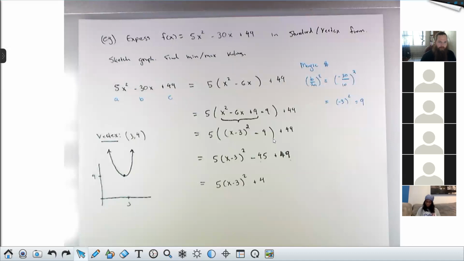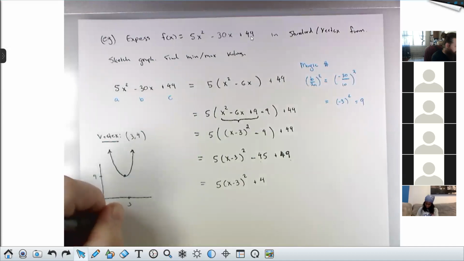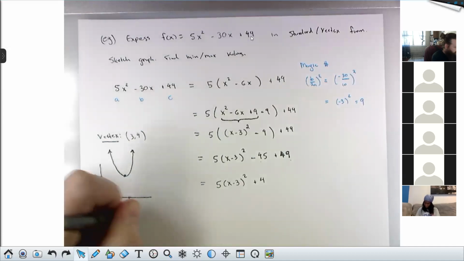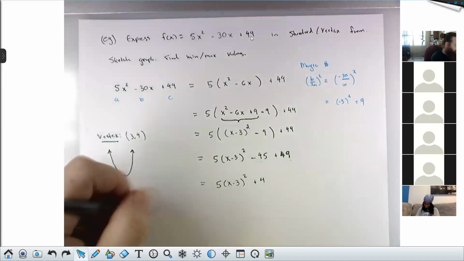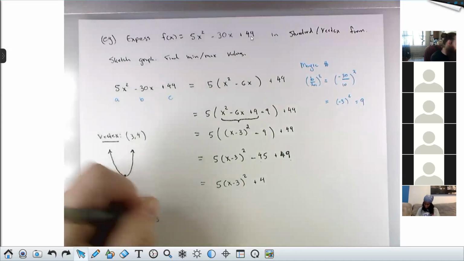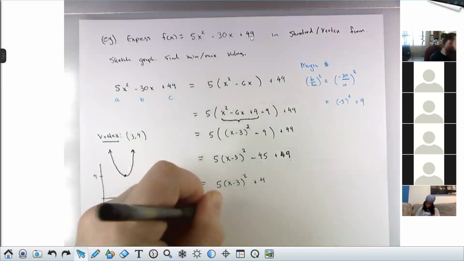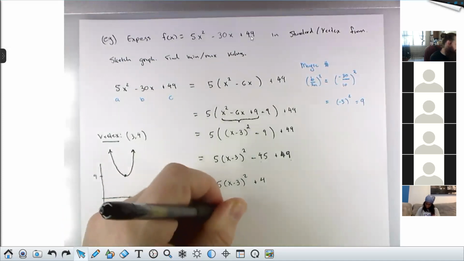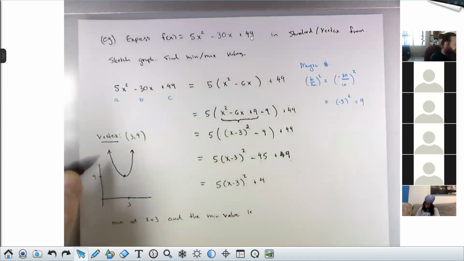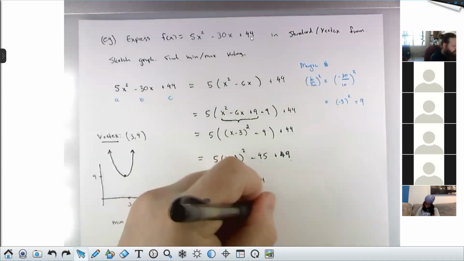Alrighty, so there's my graph. We can do the same thing, domain range. In this case, though, we wanted to find the min or the max. So the min value here, let's say the min is at x equals 3. And the min value, smallest output, is 4.